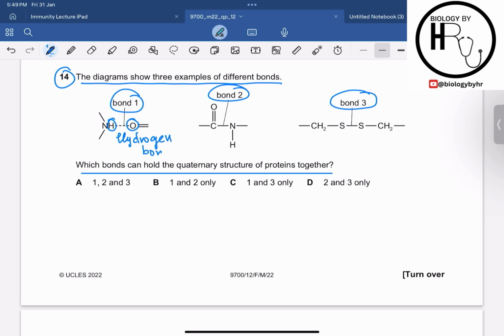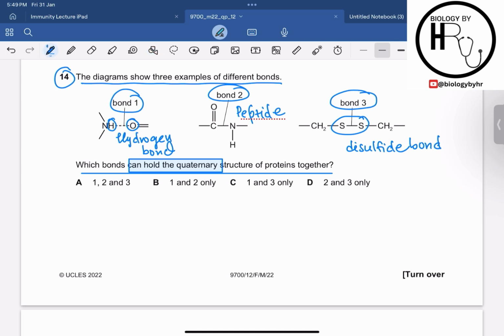It is the hydrogen bond. Then bond 2 is the peptide bond. And then bond 3, which is between the two sulfur atoms, is known as the disulfide bond. Right? It is the disulfide bond. Now they are saying in the question, which bonds can hold the quaternary structures of the protein together.